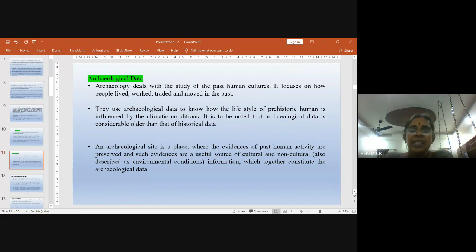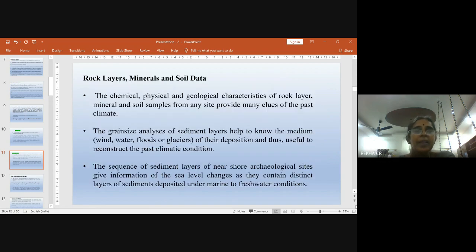An archaeological site is a place that gives strong evidence of past human activity, which is preserved, and such evidence is a useful source of cultural and non-cultural information. Some of the archaeological data are rock layers, minerals, and soil data. The chemical, physical, and geological characteristics of the rock layer, mineral, and soil samples give a number of clues of the past climate.